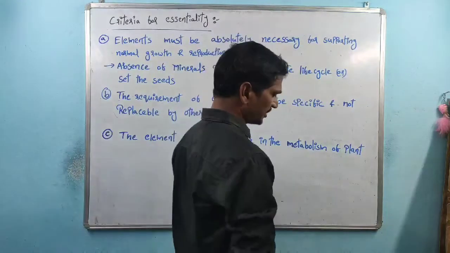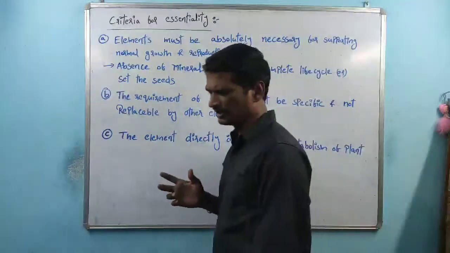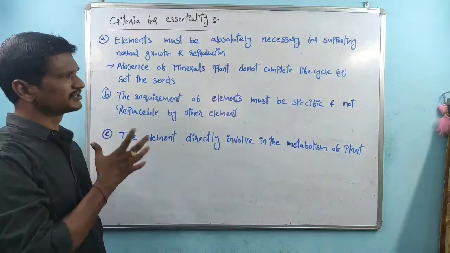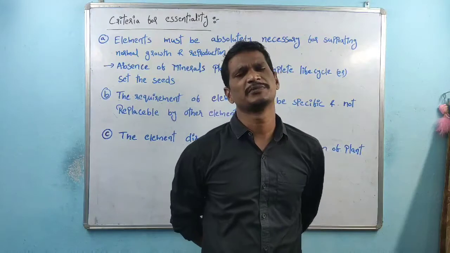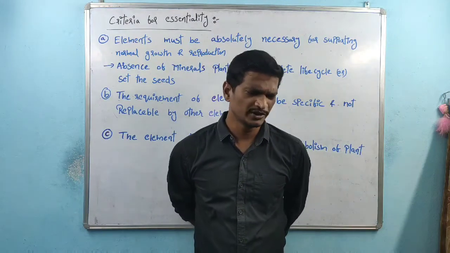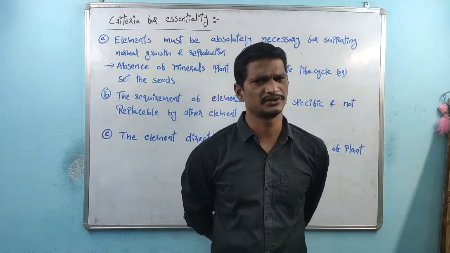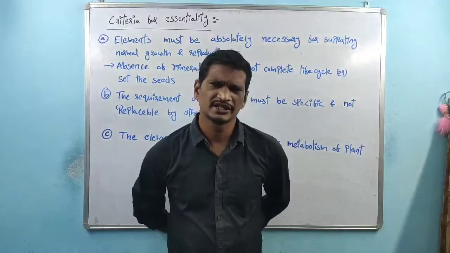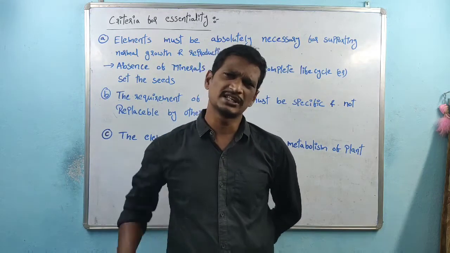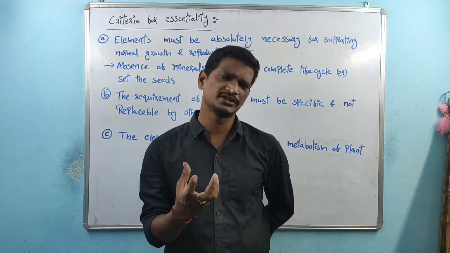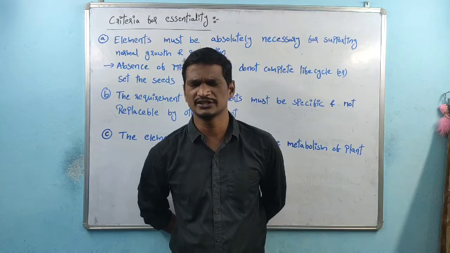See, these are the criteria for essentiality. These 3 points are very important. This entire chapter depends upon these 3 points, because we already discussed that minerals play a key role. Key role means if magnesium is absent, chlorophyll is absent, photosynthesis is absent. If chloride ions are absent, there is no cationic and anionic balance, meaning cell turgidity, the water content within the cell, is not maintained. If potassium ions are absent, opening and closing of stomata does not take place.